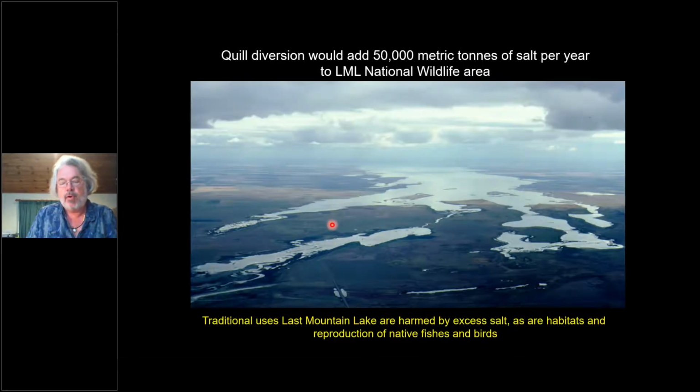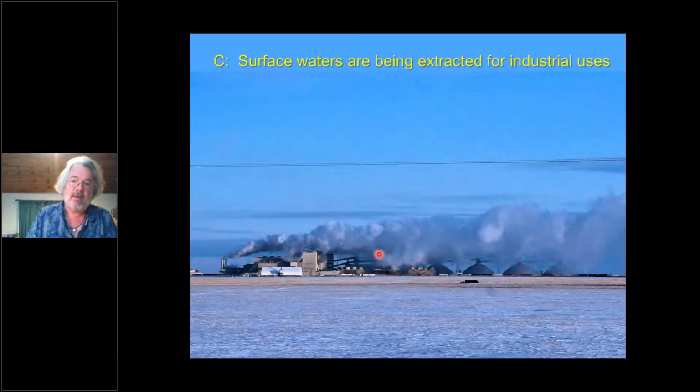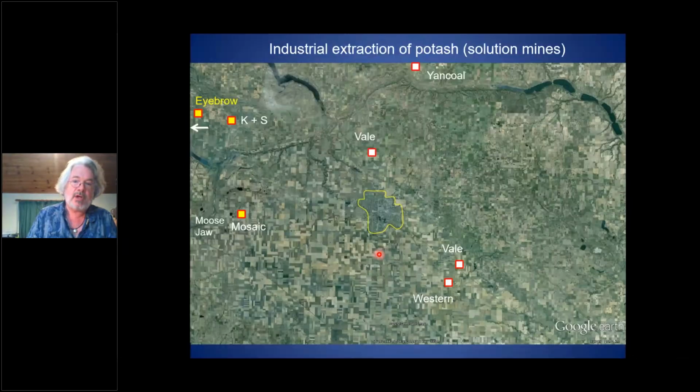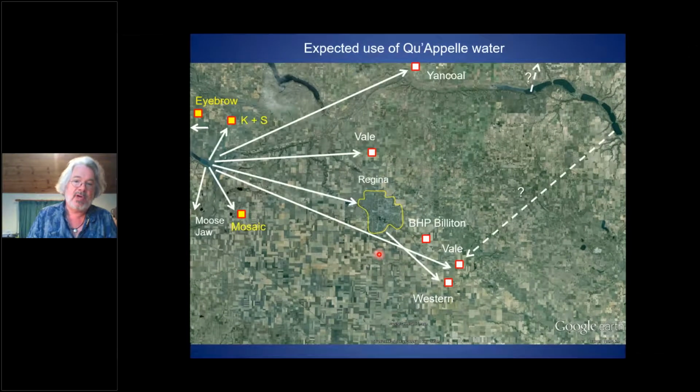So if we diverted water, say, out of the Quill Lakes into Last Mountain Lake, you'd add approximately 50,000 metric tons of salt per year into this little basin here. It will have a tremendous effect in a national wildlife area. You have extractions of salt. There's proposed and actual mines surrounding the city of Regina, and all of these need fresh water for their mining activities, and there are limited sources of fresh water, and therefore there's stresses.